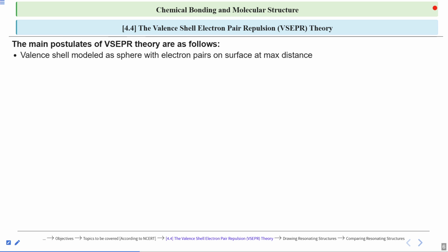We will keep the negative charges at a maximum distance from each other, and we will show the electron pairs, whether lone pair or bond pair, with the help of spheres. And why are we keeping them at a maximum distance? To minimize the repulsion and to decrease the energy of the system.